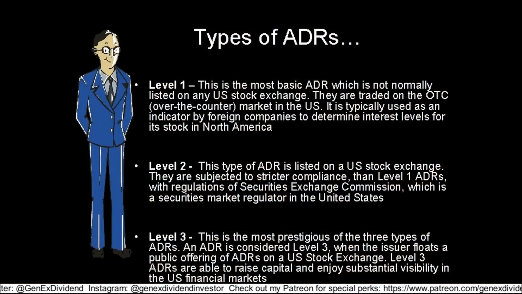Now, there are three levels of ADRs. Level 1 ADRs have the least amount of compliance and regulatory oversight and are traded over the counter. Level 2 and Level 3 ADRs trade on American exchanges, like the New York Stock Exchange, which then also means that they have all the reporting requirements that the SEC demands. And as I mentioned, BTI is a Level 2 ADR.